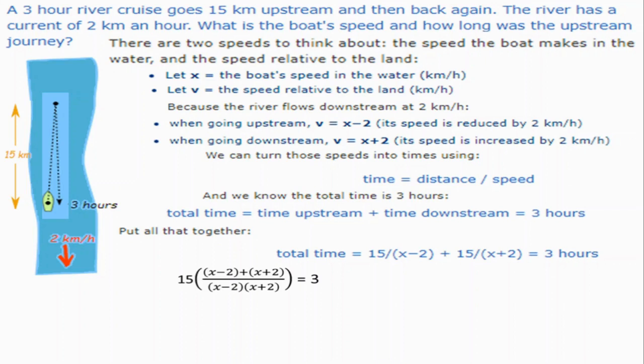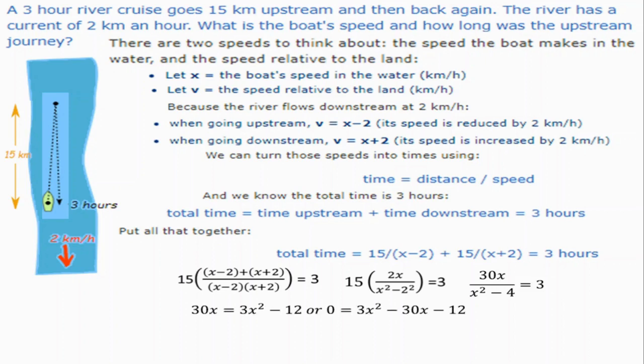By solving this, we take the LCM. 15 times LCM, which is x minus 2 into x plus 2, equals 3. The 2 cancels: 15 into 2x upon x square minus 2 square is equal to 3. So 30x upon x square minus 4 is equal to 3. Cross multiply: 30x is equal to 3x square minus 12. Or I can say 0 is equal to 3x square minus 30x minus 12. We can simplify it by dividing by 3. So it becomes x square minus 10x minus 3 equal to 0.